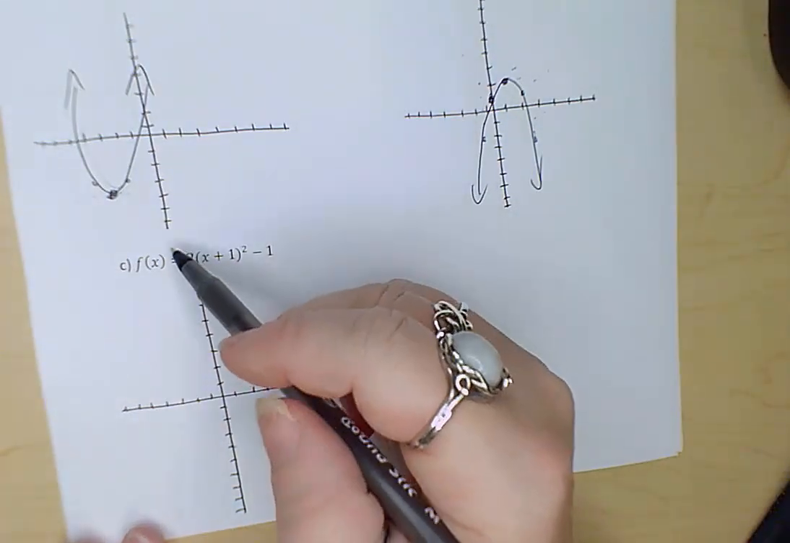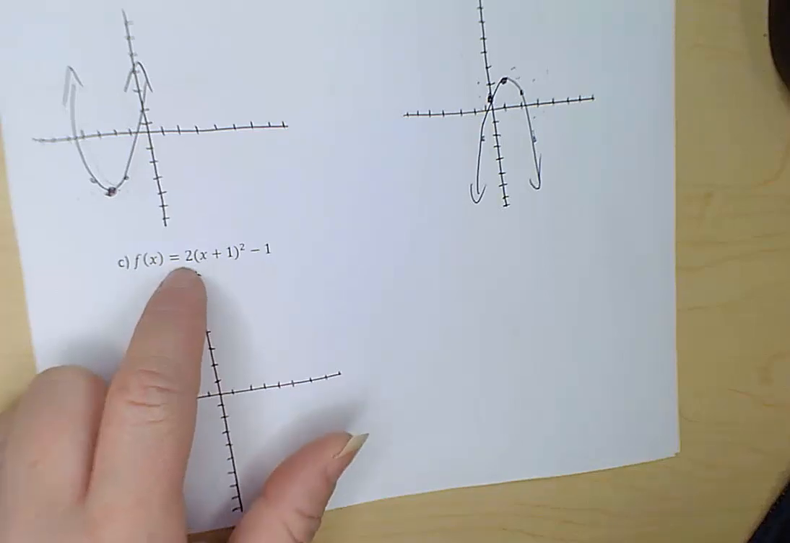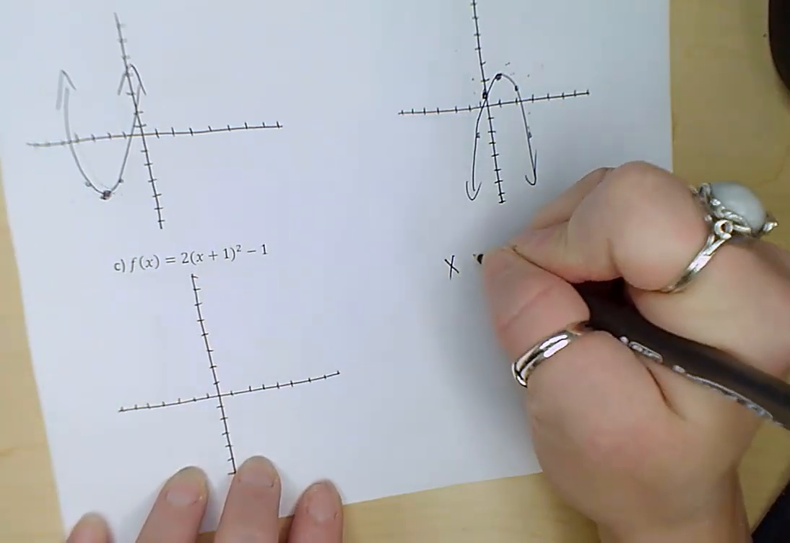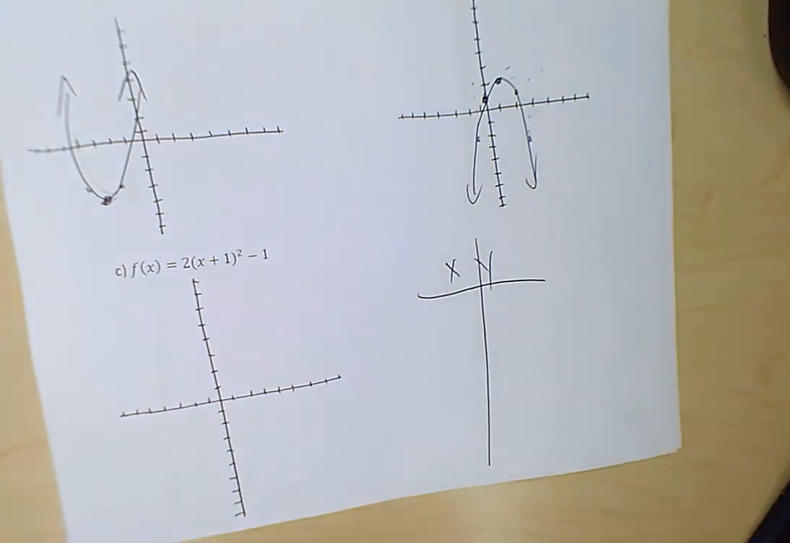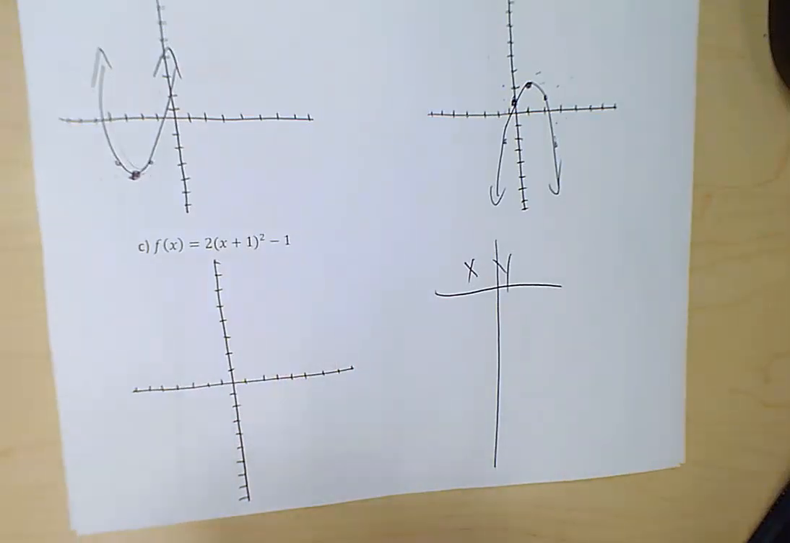So whenever we have a number here as our a that is not a 1, I'm going to tell you to do something slightly different. Again, we're talking about doing quick sketches here. So this is how we're going to do this.